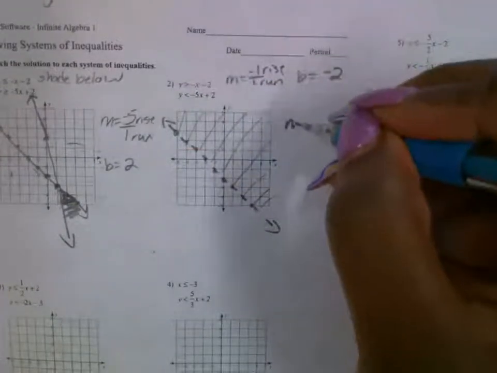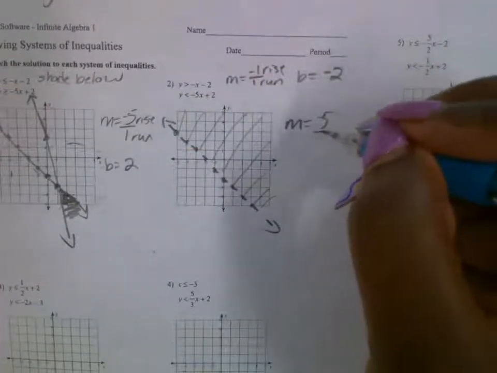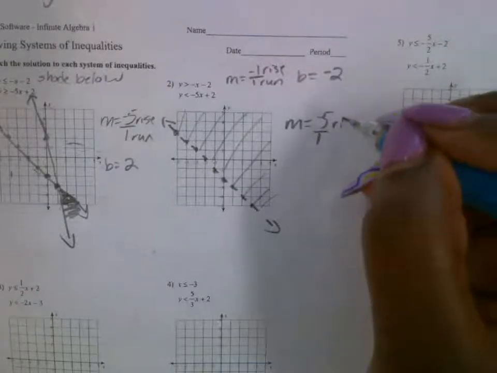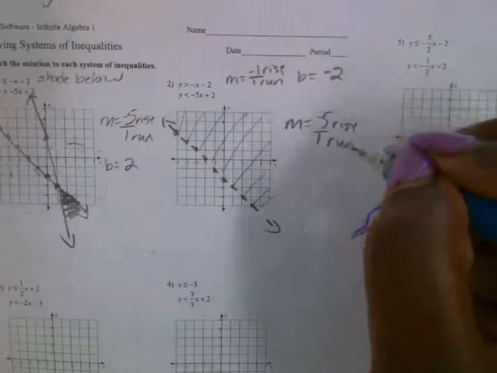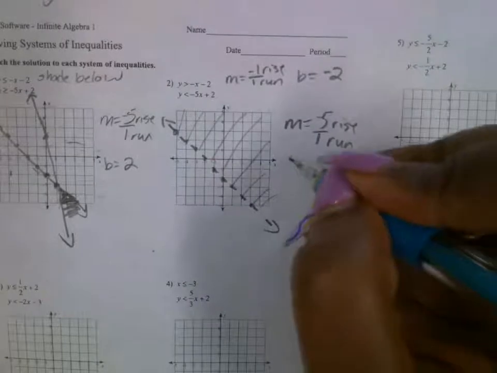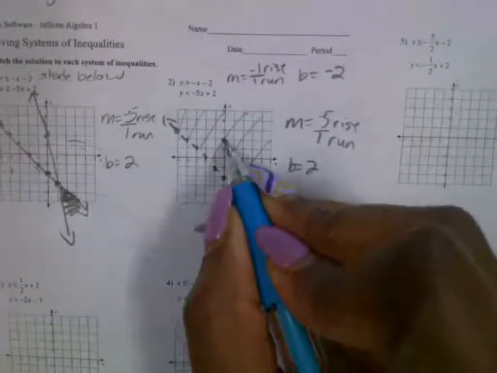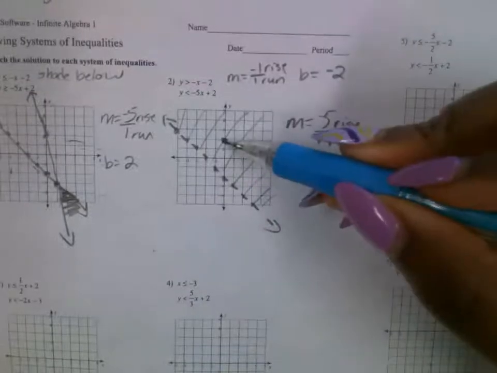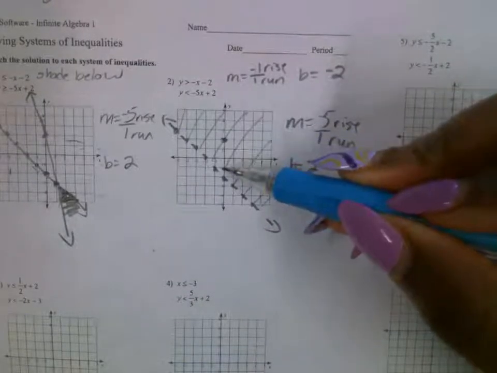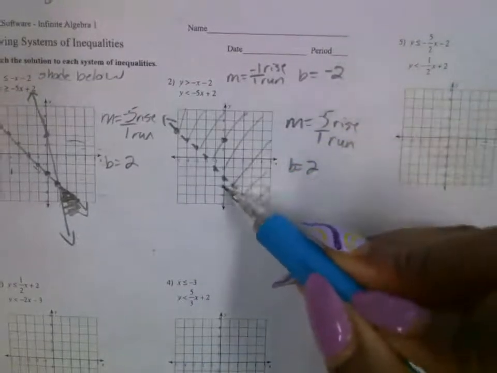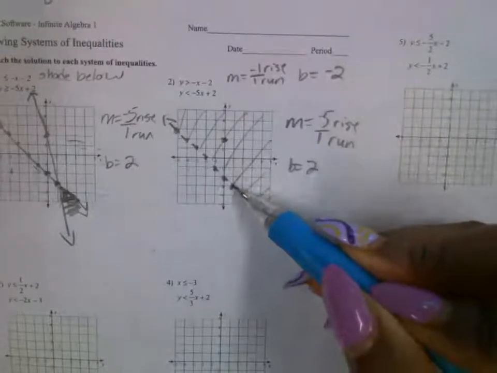The second equation, my slope is going to be negative 5 over 1. This is my rise. This is my run. My y-intercept here is going to be a positive 2. So I'm going to find positive 2 on the y-axis. And I'm going to go down 5. 1, 2, 3, 4, 5, and over 1. Okay?